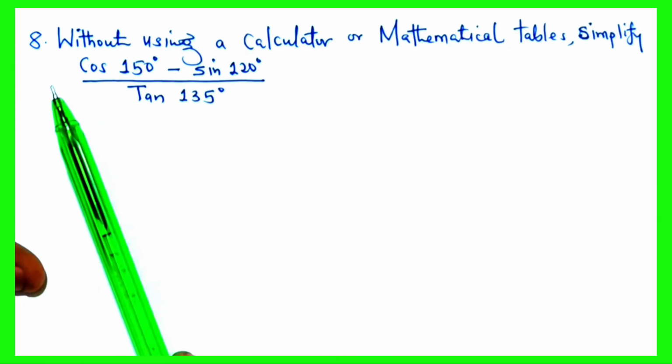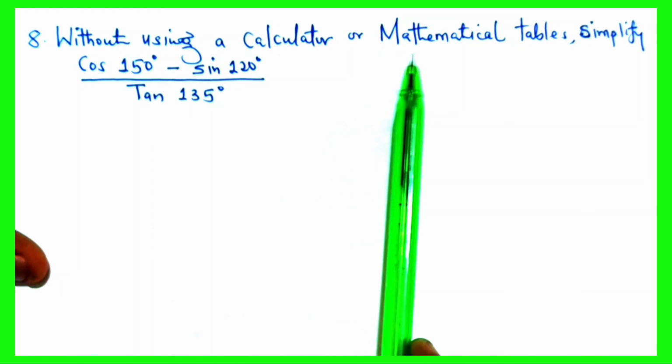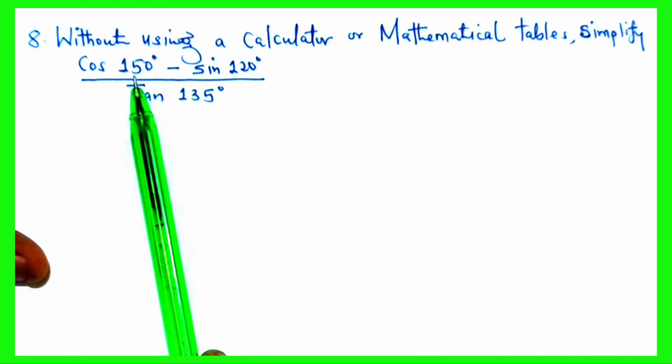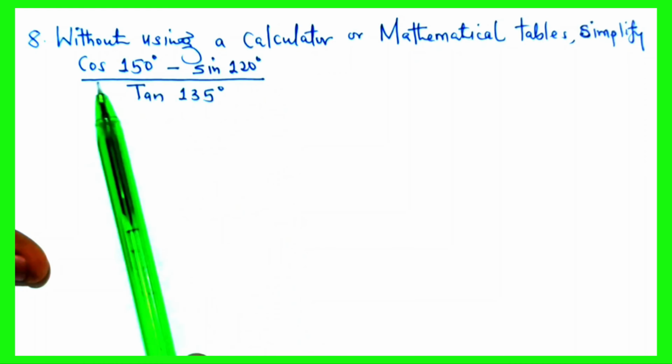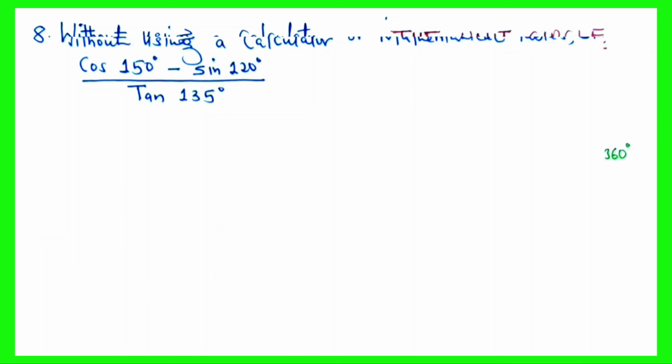The last question that I've considered, question 8. Without using a calculator or mathematical table, simplify cos 150 degrees subtract sine 120 degrees, all divided by tan 135 degrees.